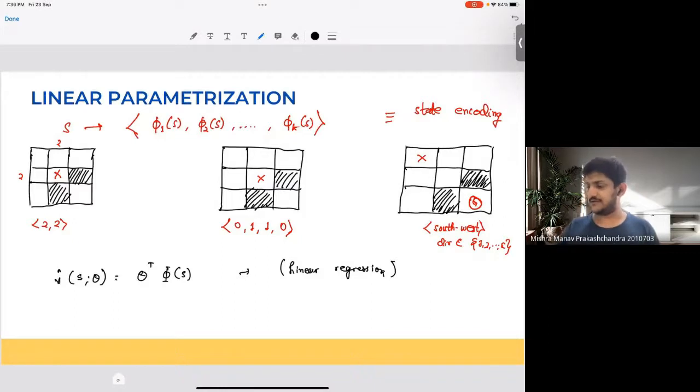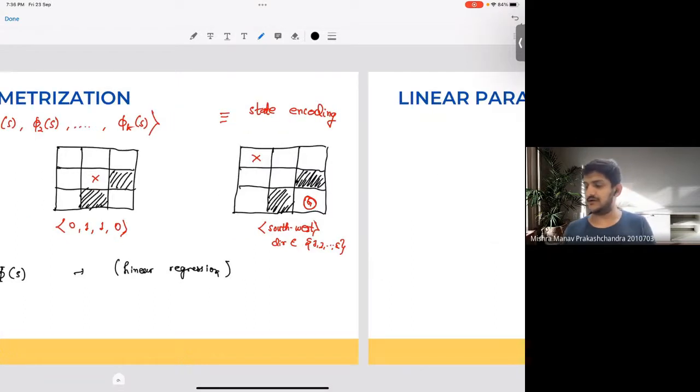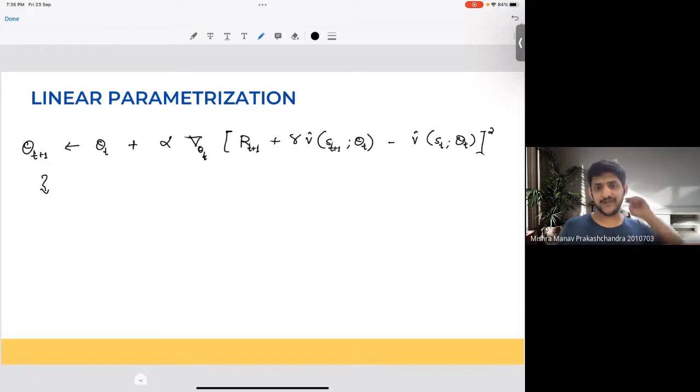So now, once I have this, this is how my theta update will look like. Earlier, when I was trying to do my theta update, I was parameterizing my value function based on theta. So the theta update looks like this. Since now I have a linear parameterized representation of my value function, the linear parameterized value function looks like this. So I just need to substitute this right in this part.